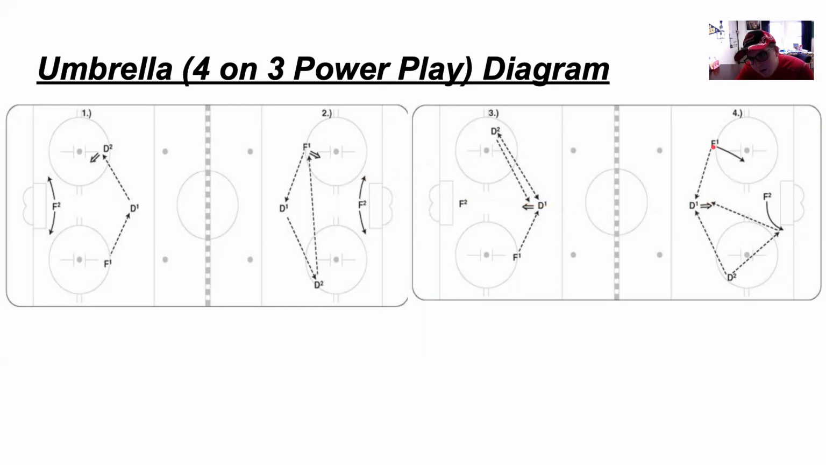Then F1 is going to pass to D1, and then back over to D2. Then when that puck is coming to D2, F2 needs to come out. And once F1 passes to D1, F1 needs to come over a little more to generate more space for a passing lane. F2 is going to make that pass to D1, and D1 can make that one-timer, or D1 can go back across for F1 and make that quick shot.